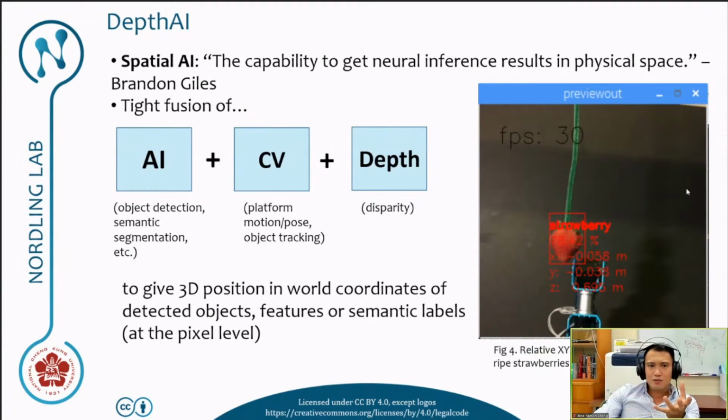So in practice, what it would look like is like this here. Here we have a picture of a strawberry, right? And in here you can see the relative X, Y, and Z coordinates of this strawberry, right? And the most interesting part is that you could do that in real time, because you have everything that you need to do this inside the camera.